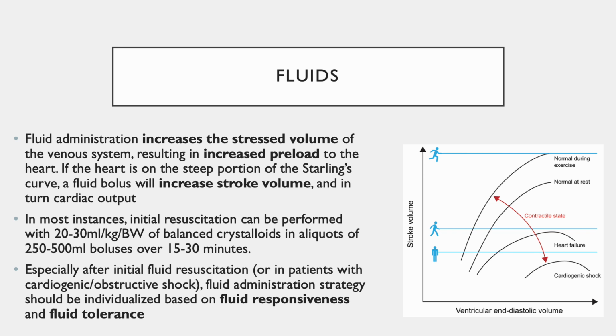It is important to bear in mind that the aim of a fluid bolus is to augment stroke volume and hence cardiac output. This is achieved when a preload increase is met by the state of the heart being along the steep part of the Frank-Starling curve. Initial fluid resuscitation can usually be carried out using 20 to 30 mL per kg body weight of crystalloids for most patients, especially in the context of distributive or hypovolemic shock.